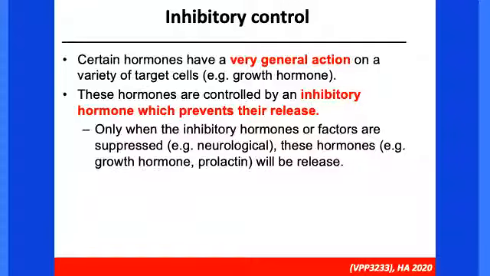Okay, so now we move to the next control of the endocrine system. We call it inhibitory control. You can see here certain hormones have a very general action on a variety of target cells, for example, growth hormone. Under this control, there is a specific hormone which is referred to the target cell, for example, growth hormone. And then these hormones are controlled by an inhibitory hormone which prevents their release.